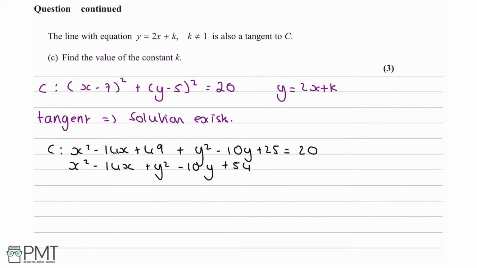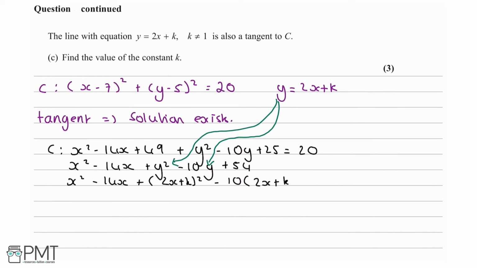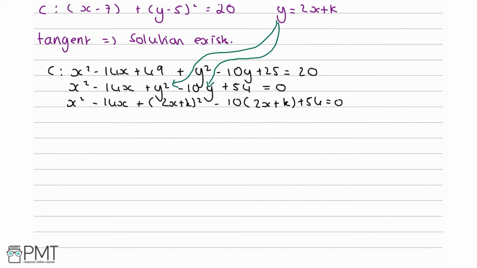Okay, so what I'm now going to do is plug in our y into here and into here, and expand and solve. So we're going to end up with x squared minus 14x plus (2x plus k) squared minus 10 times (2x plus k) plus 54 equals 0. Sorry, we've got equals 0 here. Okay, that's good. So let's carry on.